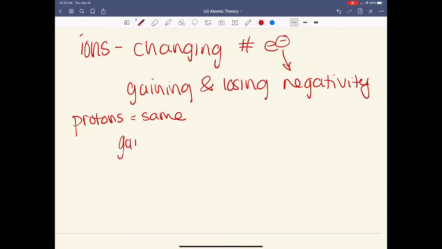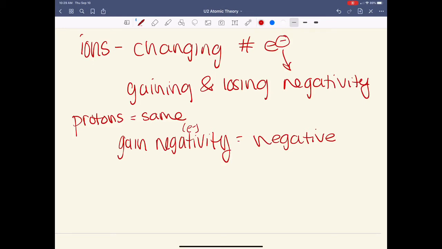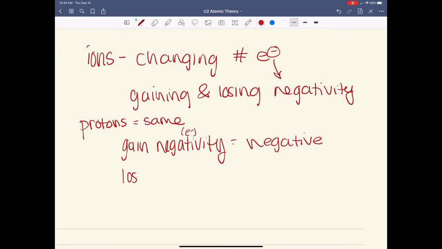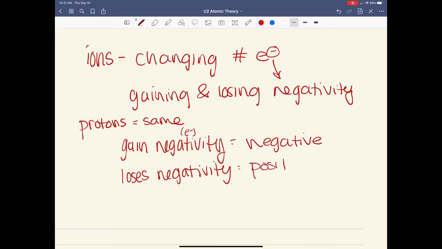So if I gain negativity, or I gained negative people in my life, I am now negative, right? So gaining negativity or gaining electrons, because that's where that negativity comes from. On the other hand, if our atom loses negativity, all right, so it gets rid of some of the negative people in their life, it now becomes positive. All right, it got rid of the negativity. So think about it as gaining or losing negativity in your life. If you gain some negativity or you gain some electrons, you're now a negative person. If you lose the negativity in your life, you lost the electrons, you're now a positive person.